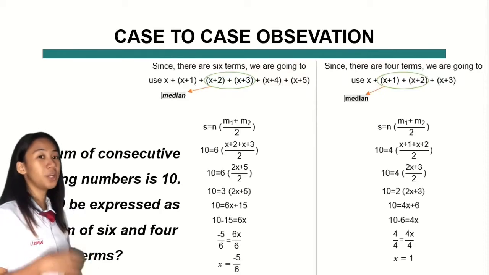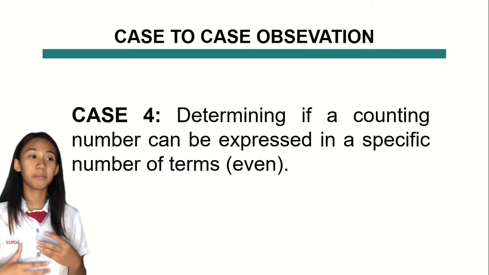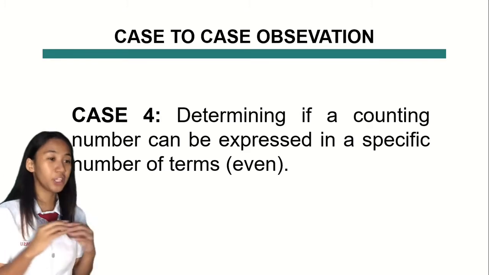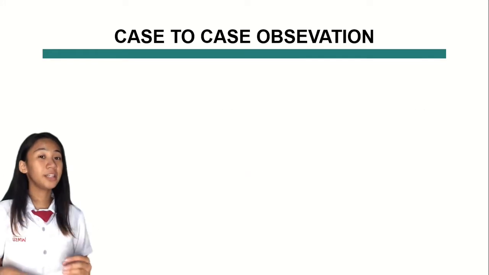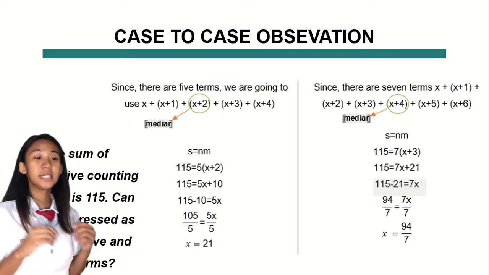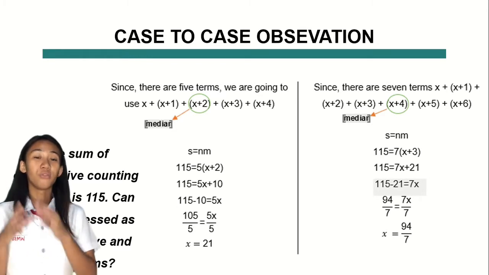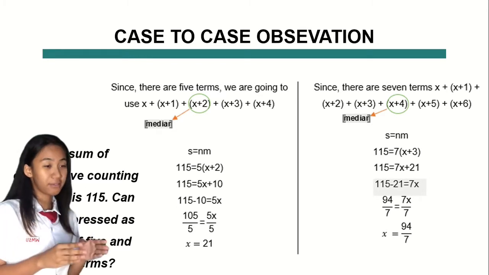So we are going to have now our case number 4, determining if a counting number can be expressed in a specific number of terms, particularly an odd number of terms. The sum of consecutive numbers is 115. Can 115 be expressed in 5 terms and 7 terms?